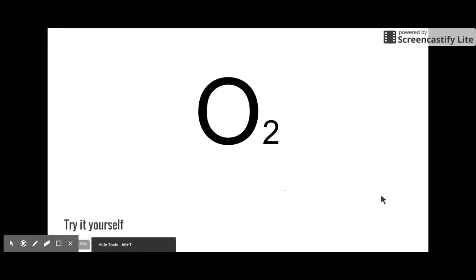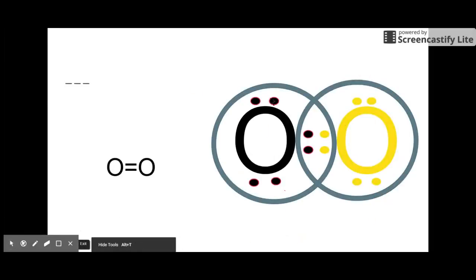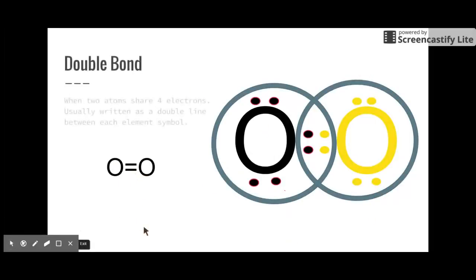It would look something a little bit more like this. So here's what it looks like. Now this is known as a double bond right here. When 2 atoms, 2 oxygen atoms, for example, share 4 electrons in the middle, and it's usually written as a double line. So think of these as kind of 2 lines. This is a double bond.